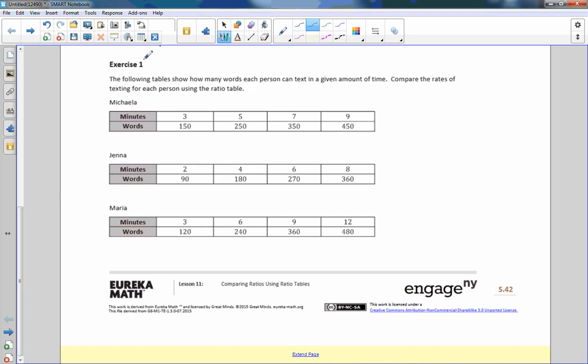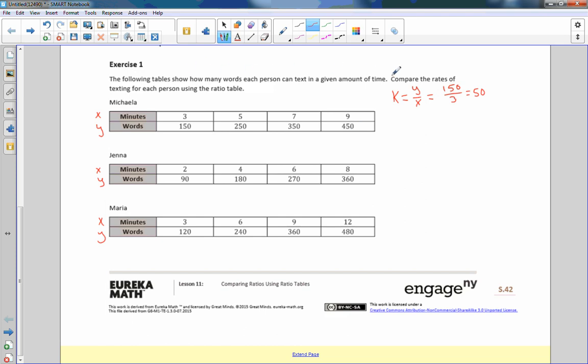Exercise 1. The following table shows how many words each person can text in a given amount of time. Compare the rates of texting for each person using the ratio table. So again, if this is a horizontal table, our top number is x, our bottom is y. So I'm just going to label all of these x, comma, y. And if we keep in mind that k equals y divided by x, I can take a y, 150, and divide it by 3, and my answer is 50. So my k equals 50. And then I check. 50 times 5 is 250, 50 times 7 is 350, and 50 times 9 is 450.